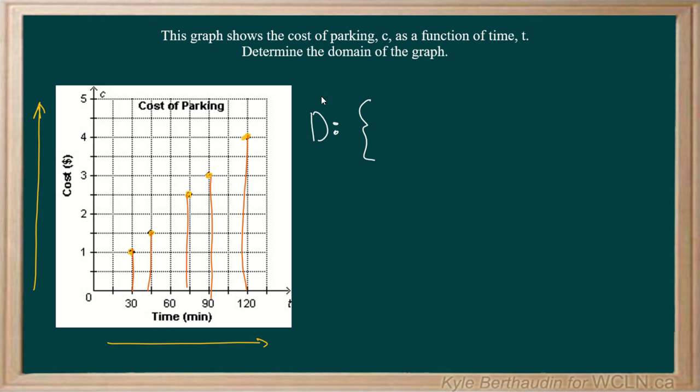Our first point has a time or x value of 30. And then we have 45, since it's halfway between 30 and 60. And then we have 75, 90, and 120. And that is the domain of this graph.